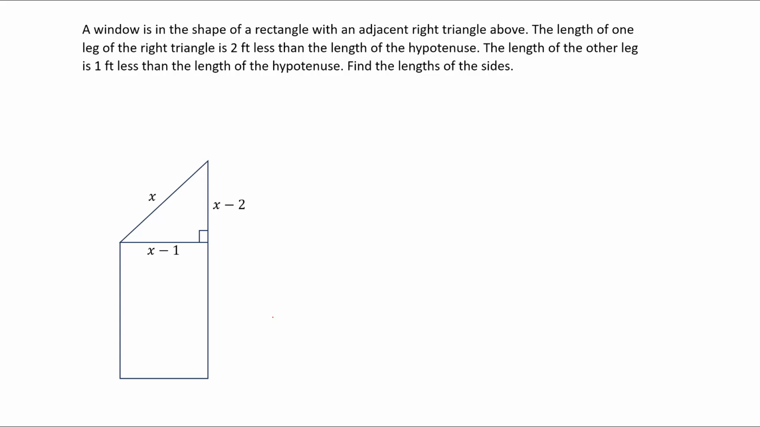So it's kind of a weird problem because they're not really asking us anything about the rectangle. They just want to know what the sides of the triangle are, which is fine. But it just seems kind of weird that they'd have that rectangle there and we never find out what it is.